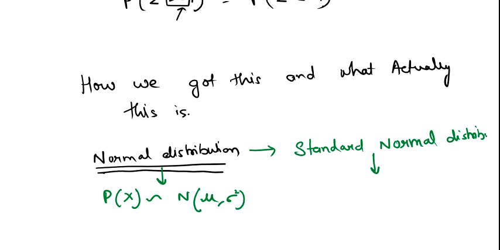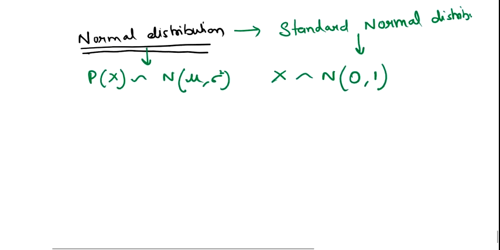But this time when I am creating the standard normal distribution, my variable follows a normal distribution where mean is 0 and variance is 1, or we can say standard deviation is 1. So what I am trying to do, see the word, is standardize my normal distribution.